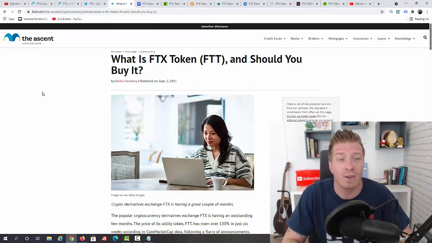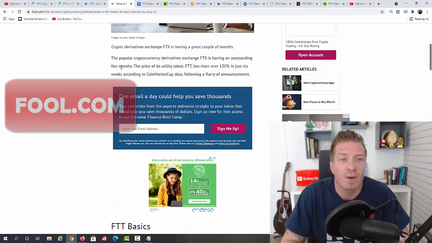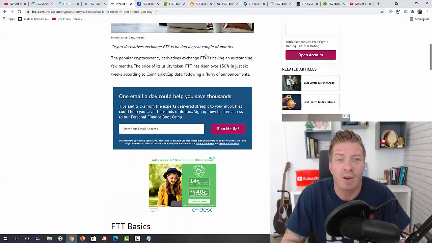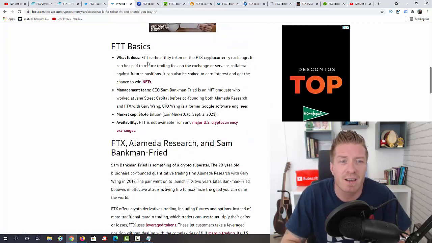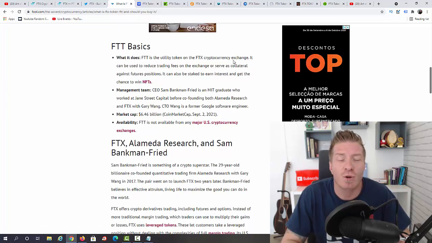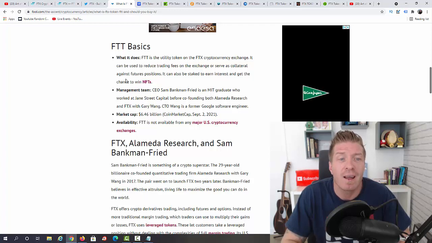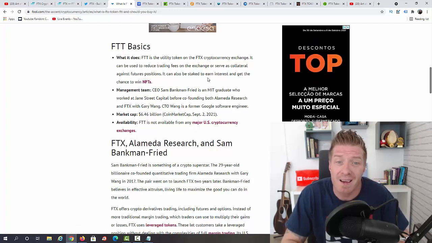With that being said, let's check out an article from fool.com on what the FTX token, FTT, is and whether you should buy it. They say crypto derivatives exchange FTX is having a great couple of months. The price of its utility token FTT has risen over 130% in just 6 weeks, according to CoinMarketCap data, following a flurry of announcements. FTT basics: it is a utility token on the FTX cryptocurrency exchange. It can be used to reduce trading fees on the exchange or serve as collateral against future positions. It can also be staked to earn interest and get the chance to win NFTs. Super exciting.